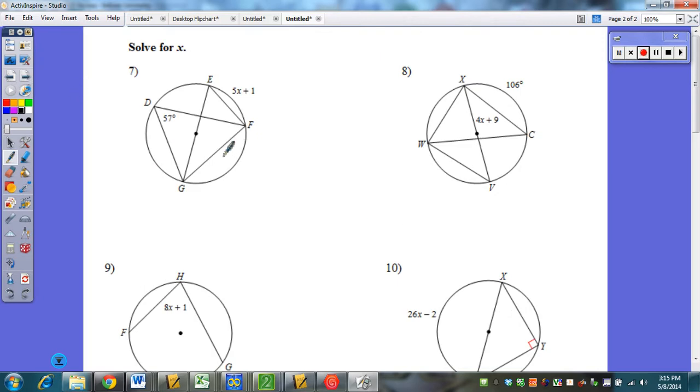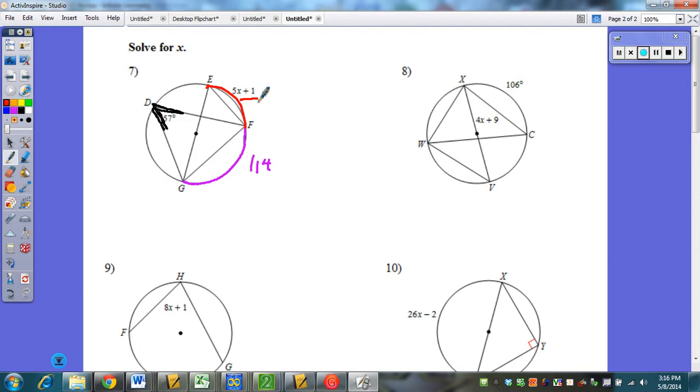So again, I am looking for this value of x right here. Now, I know what this angle is right here. So if I know that angle, then consequently I know the value of that arc. If this angle is 57, then this arc is 114. Okay? Because the arc is equal to 2 times the angle. Alright, so now we know what the measure of that arc is. We also know the measure of this arc right here.